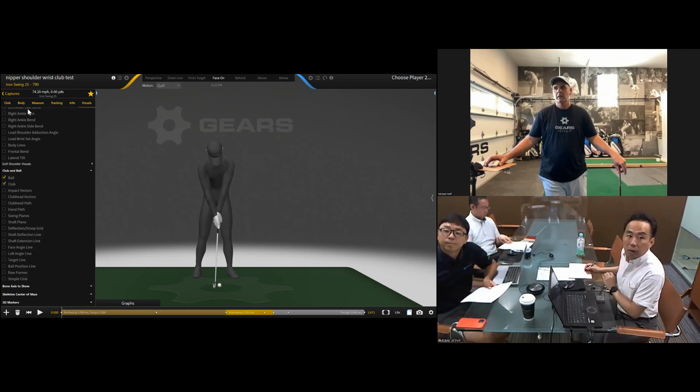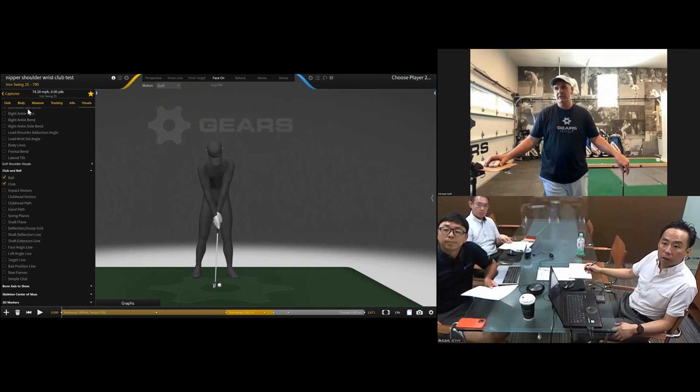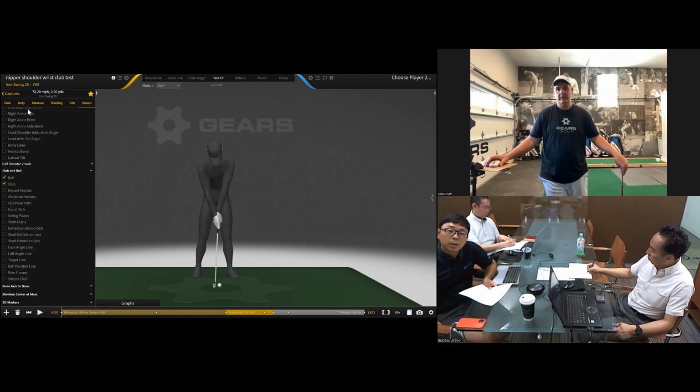The PGA Tour average is from roughly 47 PGA Tour players, or players that have played on the PGA Tour recently. So, no seniors, no senior players, no Asian players, no European players. It's just PGA Tour USA.